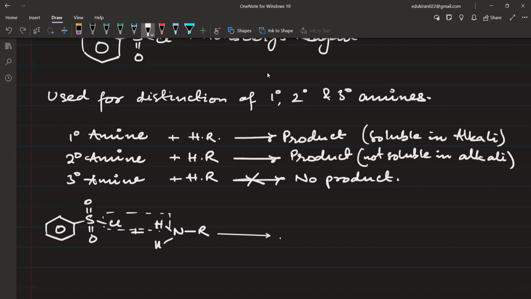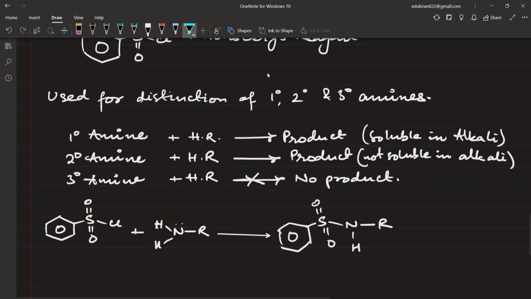The reaction is very similar to that of acylation. There a carbon and nitrogen bond forms, here a sulfur and nitrogen bond forms. Basically, this nitrogen atom attacks the sulfur and this chlorine leaves. So what are we going to get? Please see. We'll get the same benzene ring with sulfur double bond O, and rather than a bond with Cl, it has a bond with nitrogen. This nitrogen is further attached to hydrogen and an alkyl group. Now this hydrogen is a very acidic hydrogen.